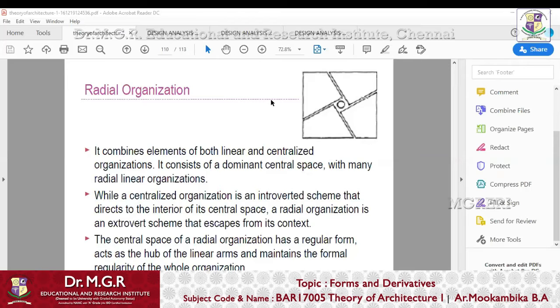It radiates from its center, giving importance to the center as well as the things placed on the periphery. The central space of a radial organization has a regular form, unlike in a centralized organization. It acts as the hub of the linear arms and maintains the formal regularity of the whole organization.